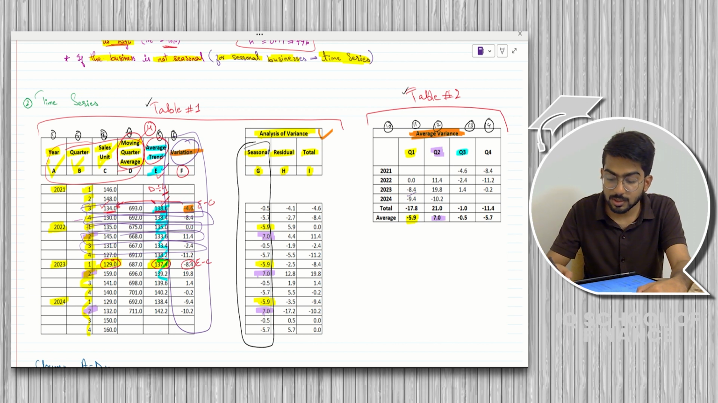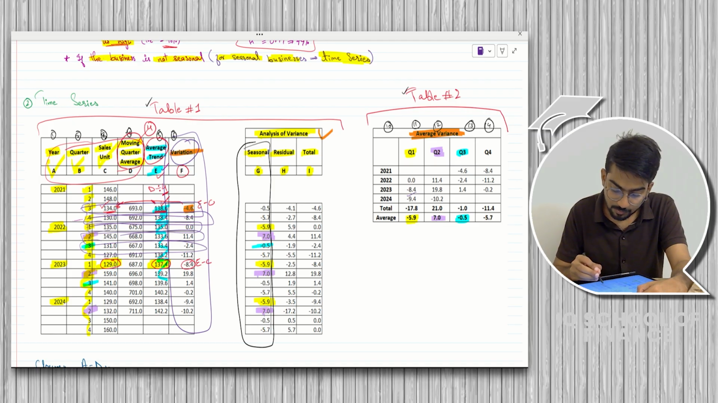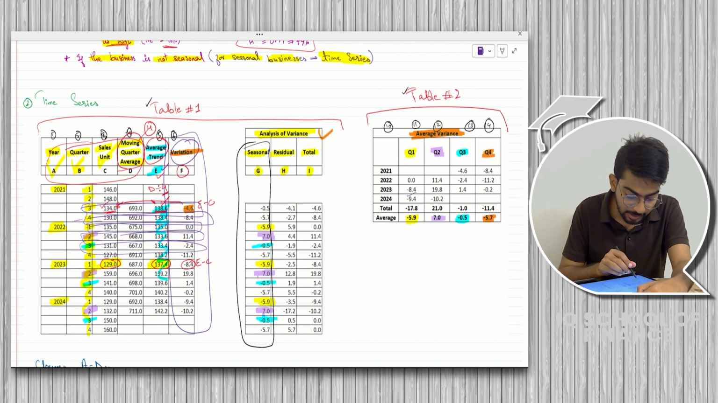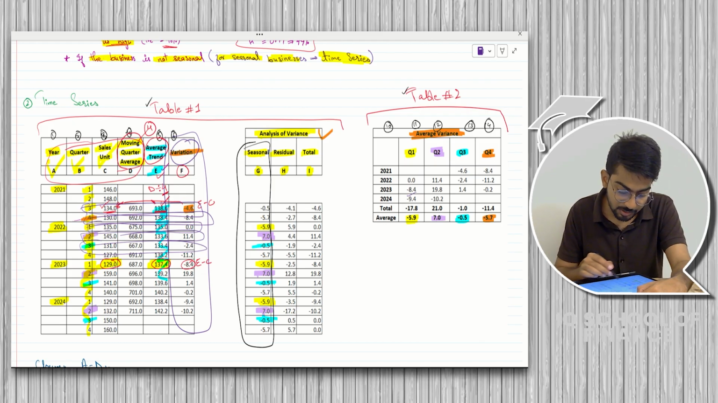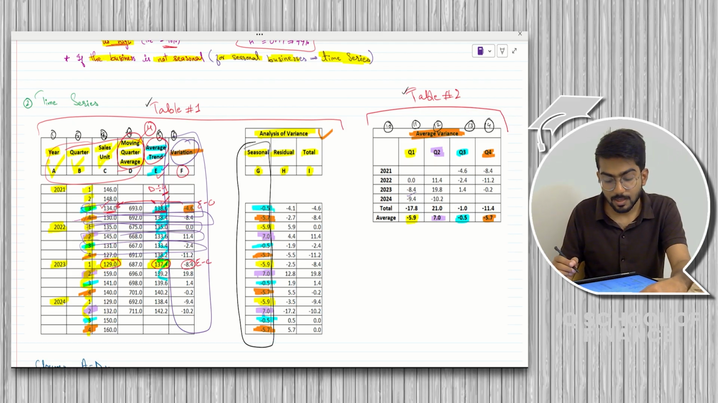Likewise we have quarter 3, -0.5. Let's forget about the calculation error. Here in quarter 3 we have -0.5, quarter 3 -0.5, quarter 3 -0.5, and then in last we have quarter 4 with the average of -5.7. So in every quarter 4 we have -5.7, and here again we have missed it, so -0.5 for the quarter 3.